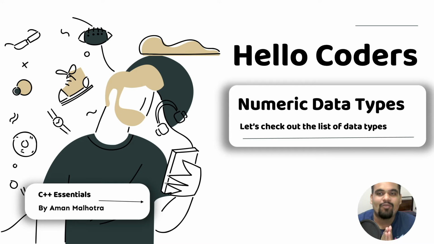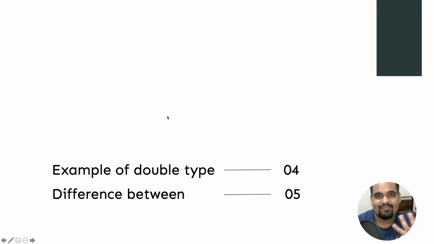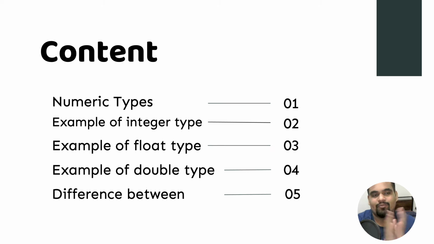We are going to talk about numerical data types in this video, and we're going to see what all numerical data types there are, and explore everything that you should be knowing about them. Let's start with the first and foremost thing, which is contents, so that we know what we are reading. We're going to talk about numerical types, examples of integer types, float types, double type, and the difference between all of them, and it's going to be very fun.